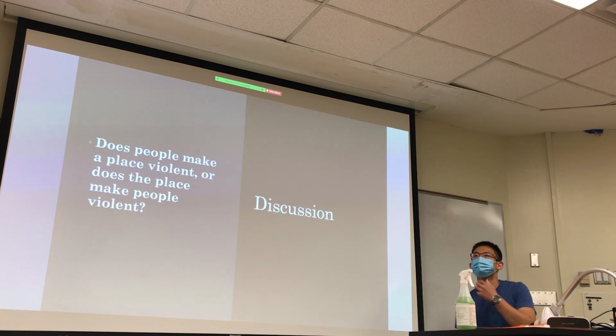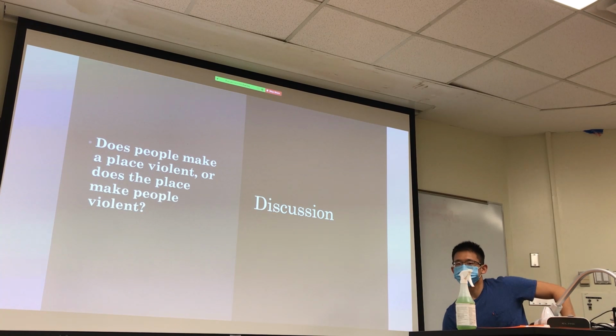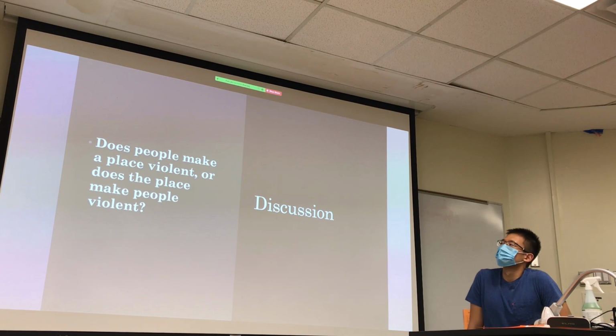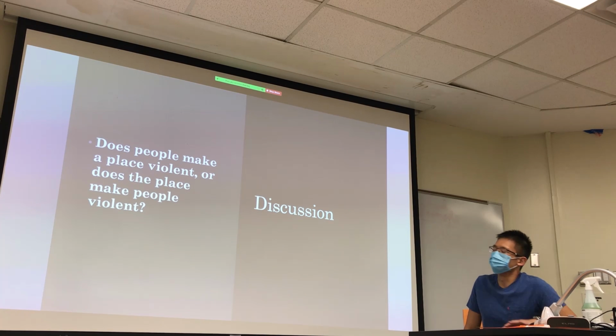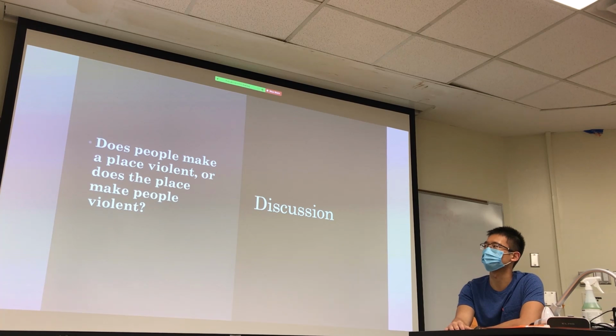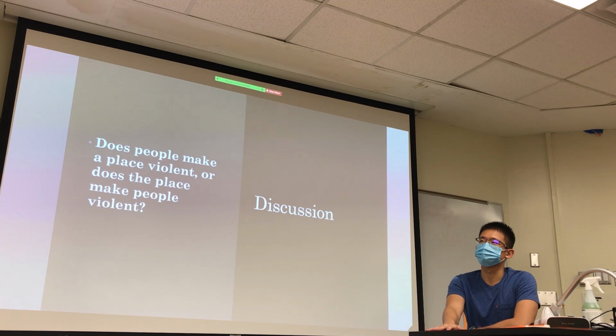Yeah, I think it's a little bit of both. I think the place kind of sets people up to be violent, but honestly I think it's the people that are making the place violent. Okay, can you give me some example, like using the prison study or any other example? Like in the prison experiment, the way it was set up was meant to make people violent. They assigned them guard or prisoner, so it was set up for people to be violent.